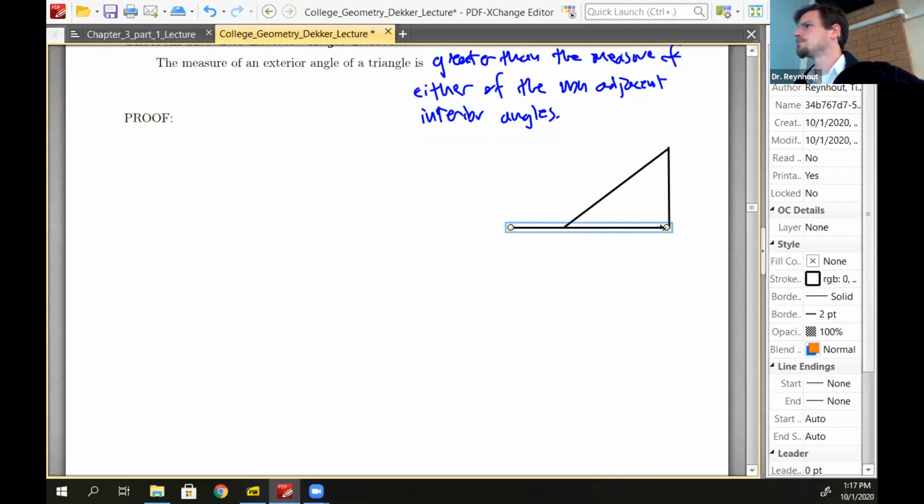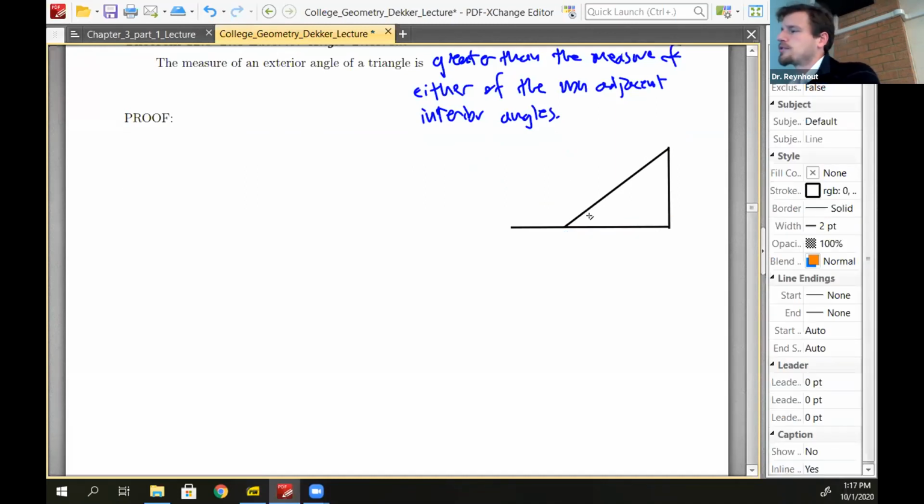Right here, this looks pretty good. Okay, so we have a triangle. This is an exterior angle. This exterior angle and this angle are adjacent angles because they're next to each other. This angle is larger than this non-adjacent angle, and this angle is larger than this non-adjacent angle. And that's all that the theorem is saying.